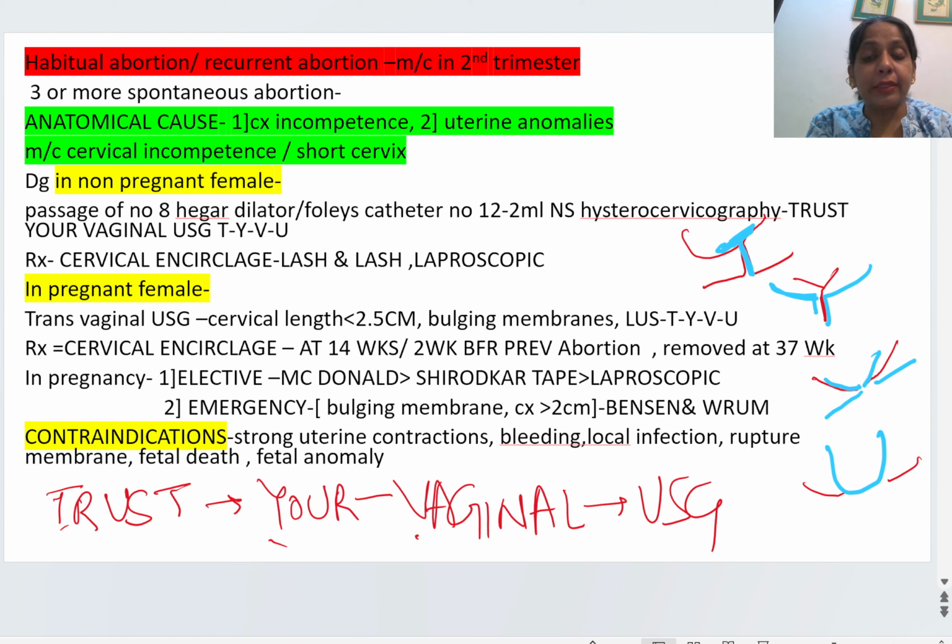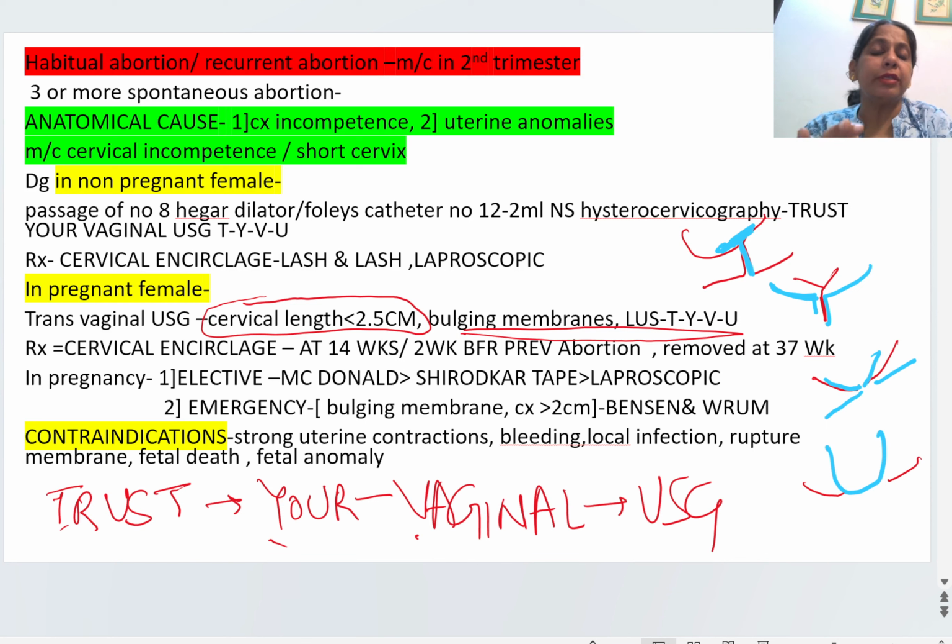Next, in a pregnant female, we attempt a vaginal ultrasound and see the cervical length. If it is less than 2.5, it indicates a short cervix. We also see whether the membranes are bulging or not, and what the shape of the lower uterine segment is, either T, V, Y or U.